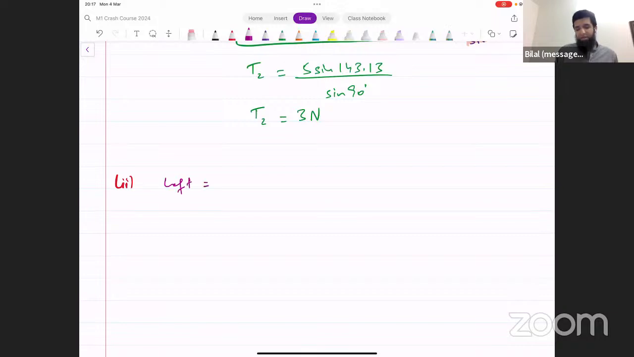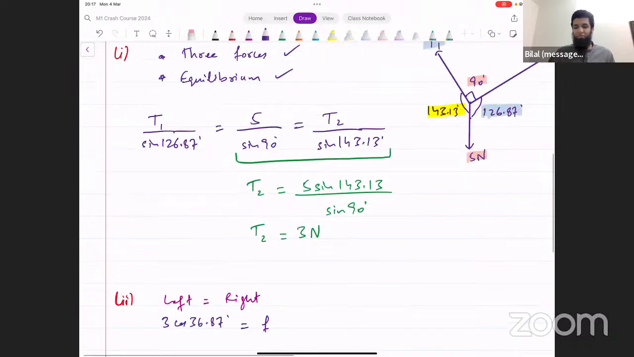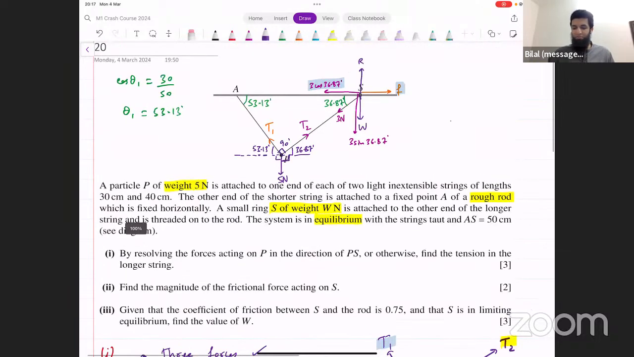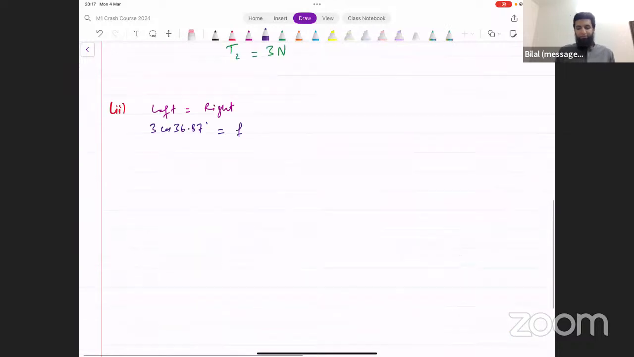The force acting towards the left side on the ring should be equal to the force acting towards the right side. On the left side, we have 3 cos of 36.87. On the right side, we have friction. That gives us the value of friction. What's that? 2.4 Newton. Is that exact 2.4? It's 3.99996. So if you were to use an exact value of this angle, that will be 2.4 Newton. So that's the result.